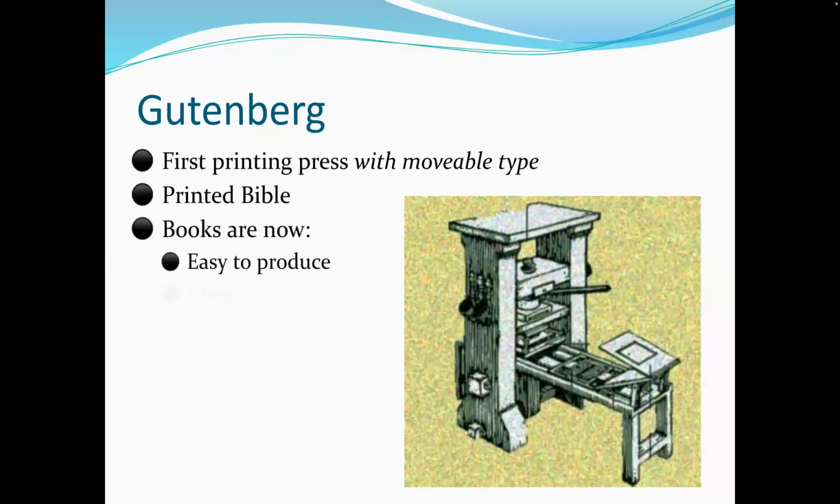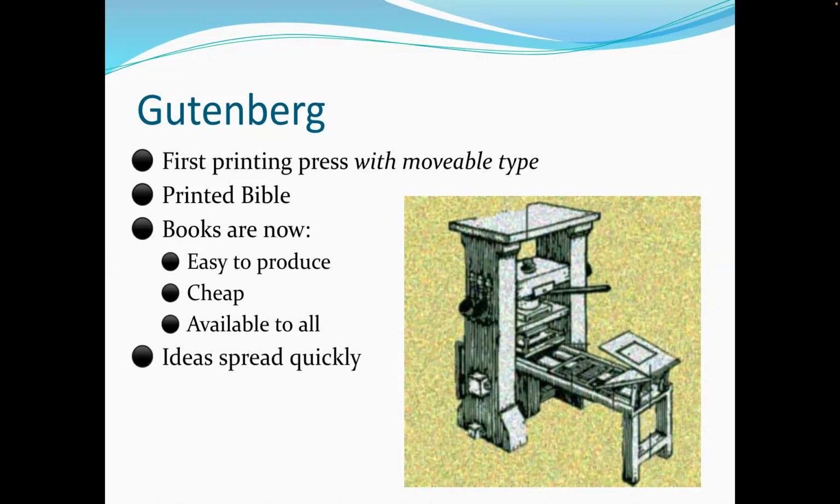All right, so the first printing press with movable type. Okay, printed Bible. Books are now easy to produce. They're cheap, available to all. So like anything, if you have a lower supply, obviously that's going to raise the price. But with the printing press, this created a huge supply of books. In this case, the Bible, that was what was heavily focused on.